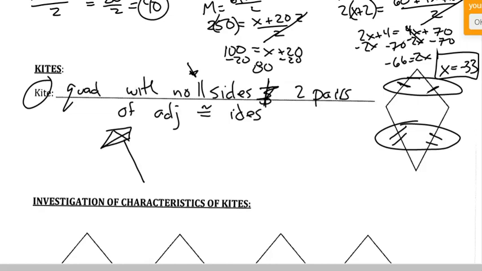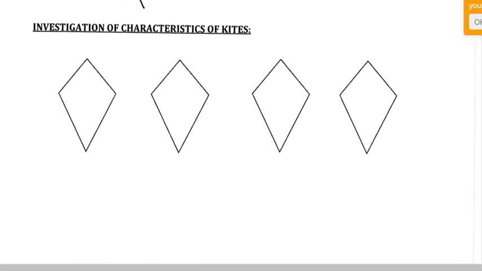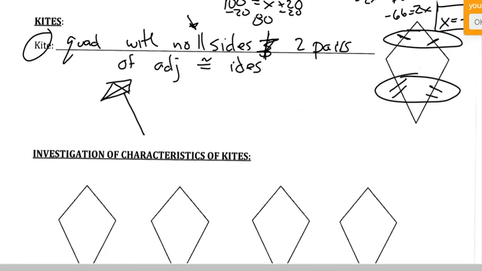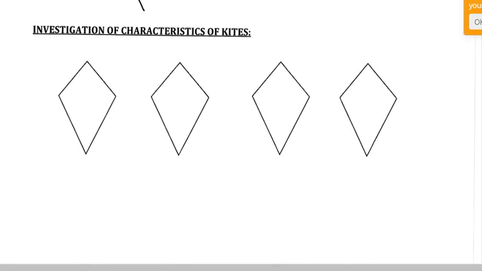Okay, now let's look at all the things we know about kites. These are the characteristics. That is the definition of a kite right there, but let's go ahead and just draw in the diagonals and see if we notice anything. Okay, one of the things is it looks like they intersect perpendicularly. Another thing is that these angles will be congruent, these angles will be congruent, and these ones will be congruent.